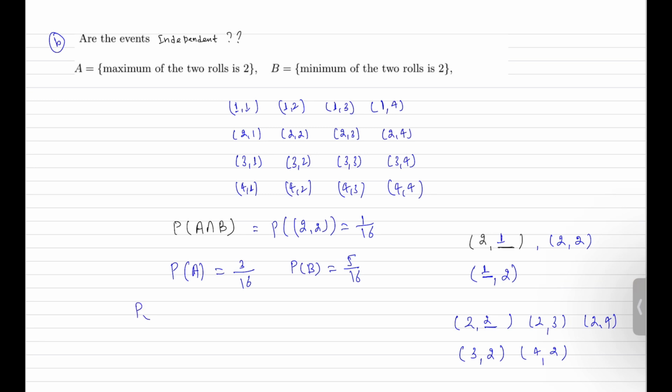So if you check the definition of independence of two events, the probability of the joint event should be equal to the multiplication of the individual probabilities. So that is 1 divided by 16, and it is not equal to 3 divided by 16 times 5 divided by 16, right? So events A and B are not independent, they are dependent events.